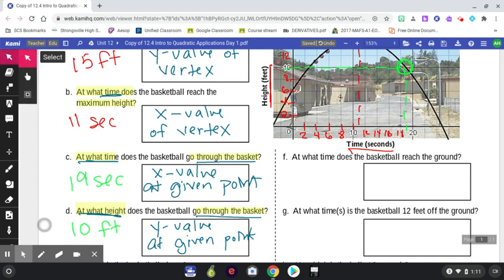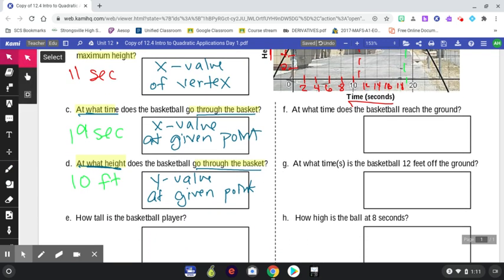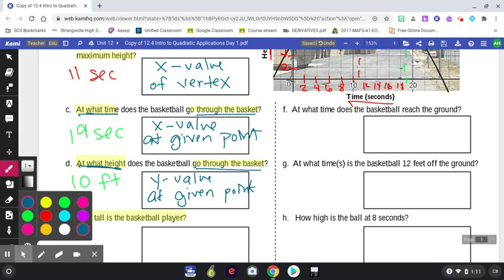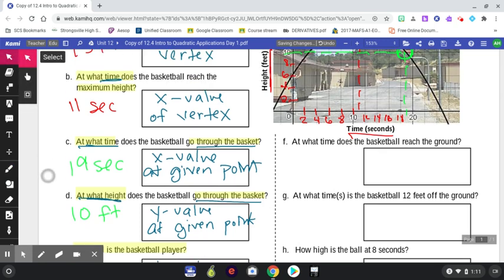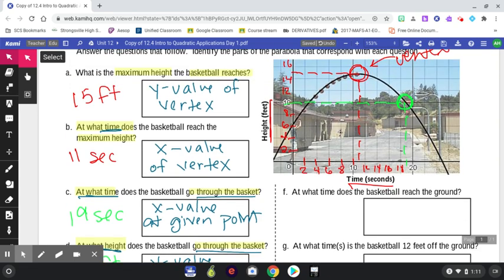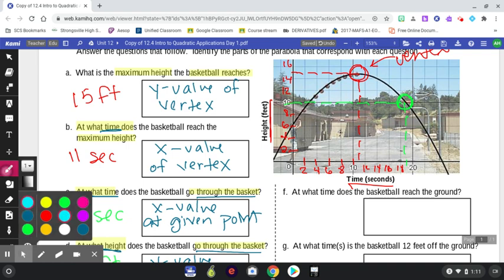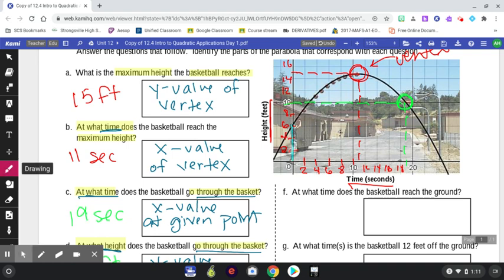Okay, so let's take a look at E. E says, how tall is the basketball player? So how tall, again, means that I'm answering as a y value. And I'm going to look at my graph. And the basketball player, it appears, is standing right here. And the top of the basketball player's head is right here at 6 feet.